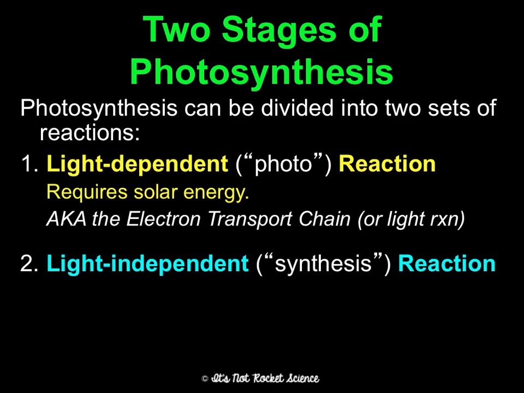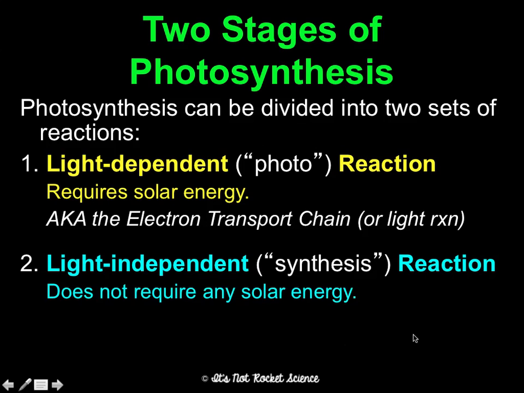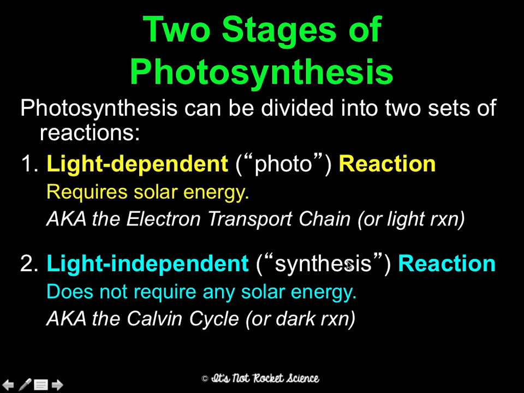The second step is the light independent reaction, so it doesn't need solar energy. This is the synthesis part. This is where we actually synthesize the sugar. And this is also known as the Calvin cycle or the dark reaction because it happens without light. You don't need light for it. So those are all the fancy names for that one.